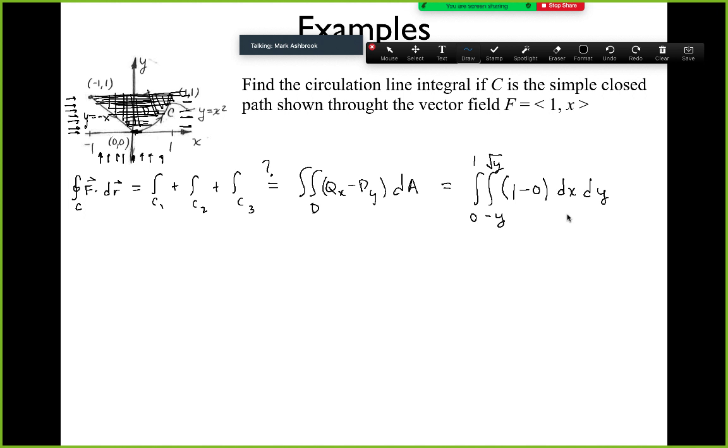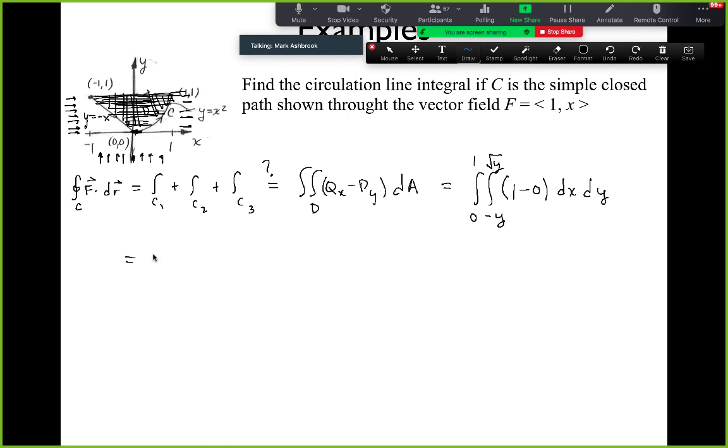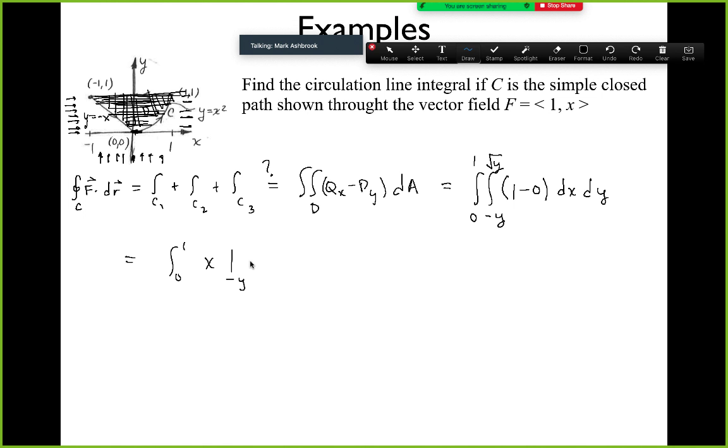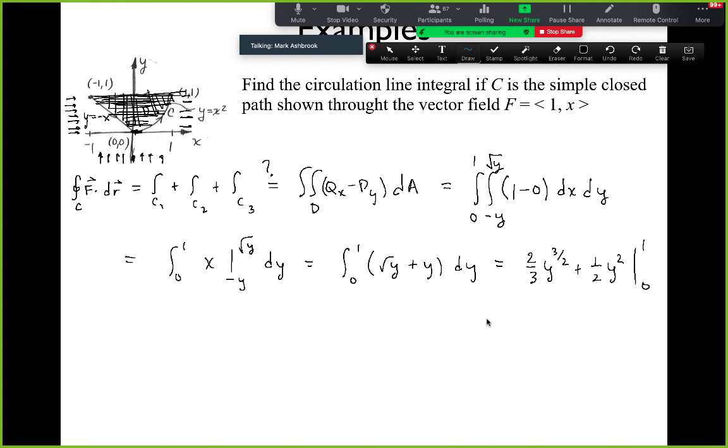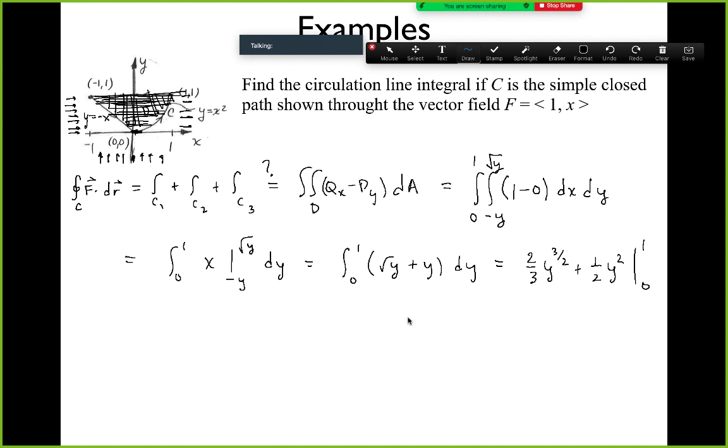Okay, so now certainly we found an easier path than the three separate single integrals, line integrals. And so we get x from negative y to square root of y. And then we get what? 2/3 y to the 3/2 plus 1/2 y squared, and that from 0 to 1. Check my math, make sure I'm doing everything right. And so we get 2/3 plus 1/2 minus 0 minus 0. Always plug 0 in. If it's one of your limits, always plug it in and check. And that is 7/6.